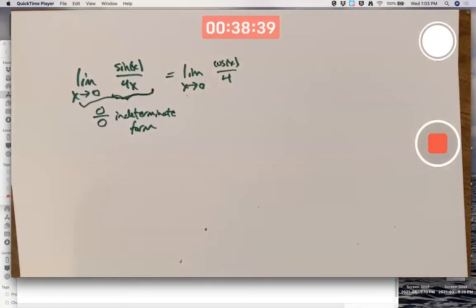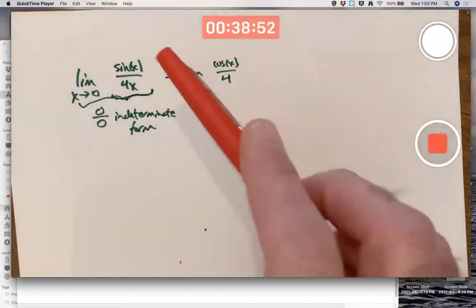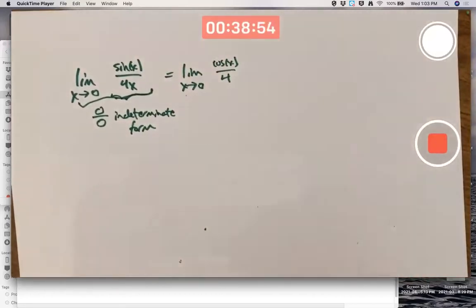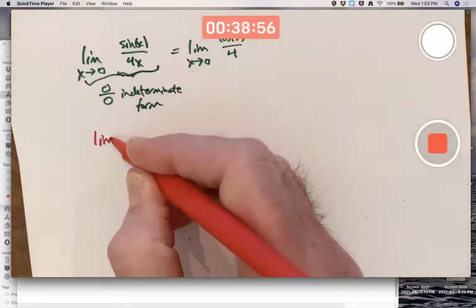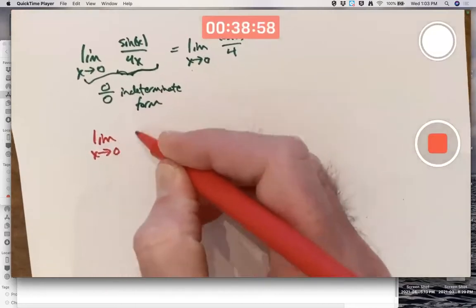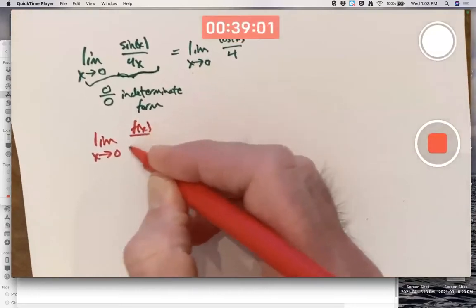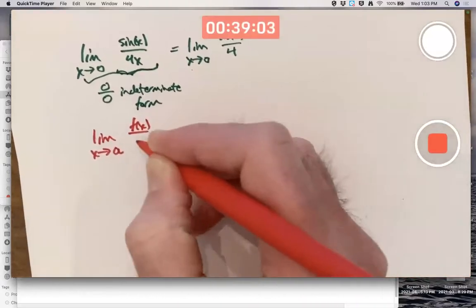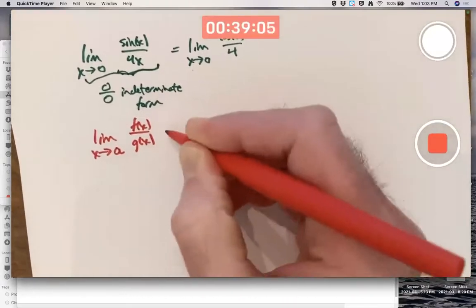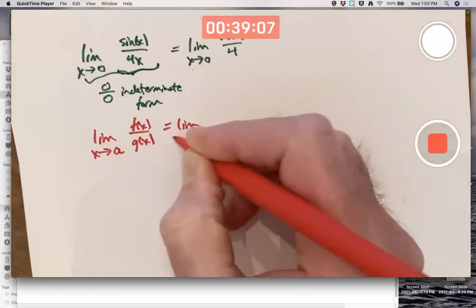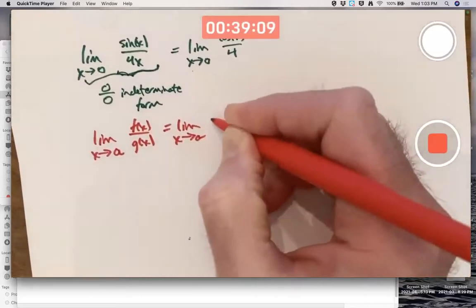I differentiated the top and the bottom individually. I did not use the quotient rule there. I'm not differentiating this fraction. I'm differentiating the top and the bottom individually. What I'm doing in the abstract could be written like this. Let me make this 0 and a actually. In the abstract, what I've just done is I've done this.